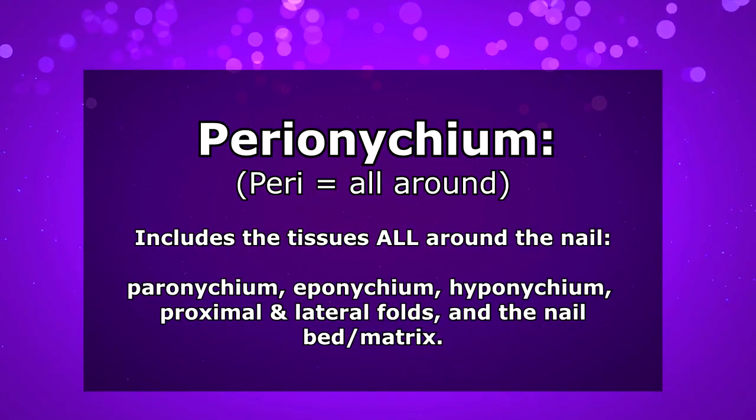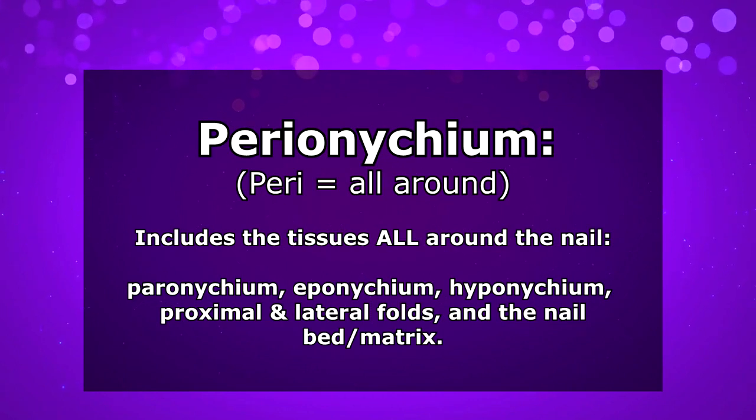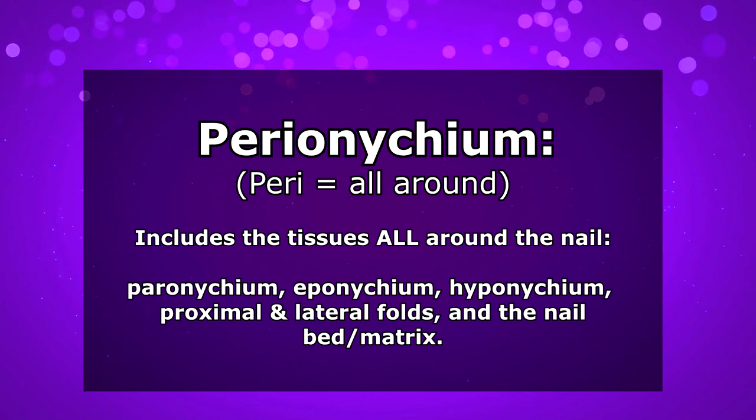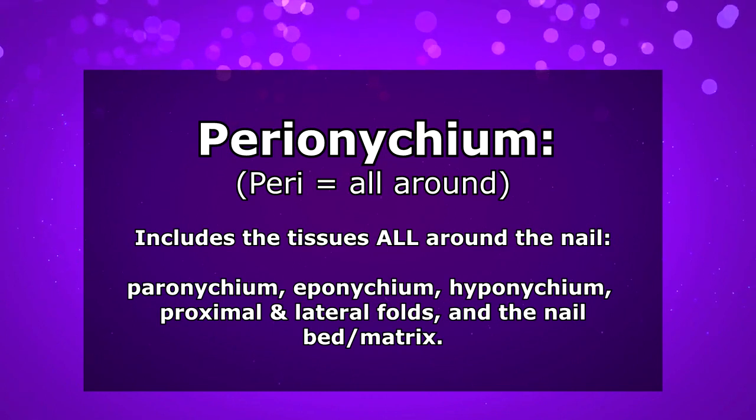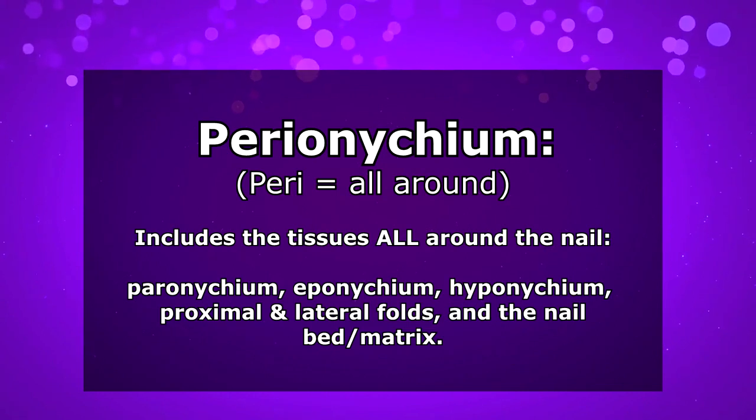And then finally, we have the perionychium. Peri basically means all around, and so the perionychium includes the paronychium, the eponychium, hyponychium, those lateral and proximal folds, and the nail bed and matrix.